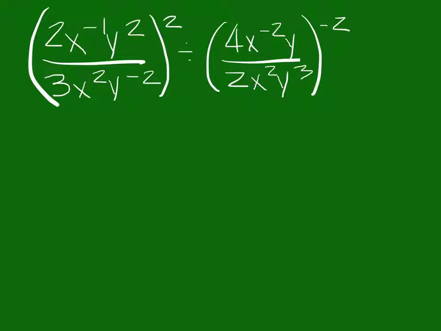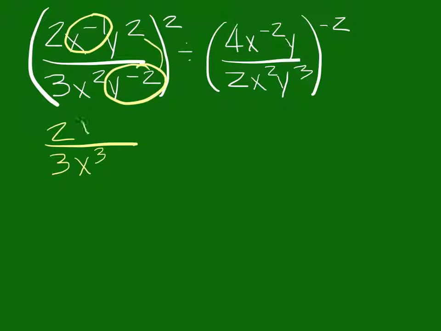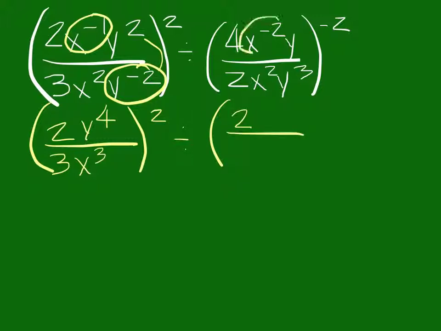On the left-hand side, simplify first. The 2 and the 3 stay where they're at for right now. This goes to the bottom and combines to make x to the 3rd. This goes to the top and makes y to the 4th. Everything is still squared. On the right side, 4 over 2 simplifies. 4 over 2 cancels to just 2 on the top. And this goes to the bottom and merges to make x to the 4th. These cancel out to get y to the 2nd on the bottom.